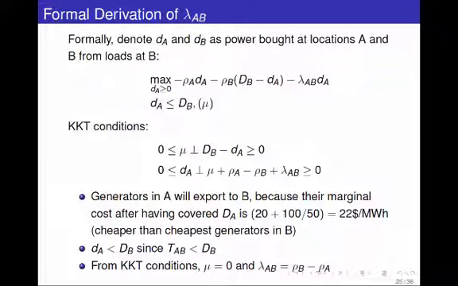And we can just formalize it by looking at the problem of importing power or buying it locally from the point of view of consumers at location B. So this is the problem that the consumers are facing. Do you agree with this formulation? dA here represents how much power I'm importing from the remote area, and the capital DB is how much I am going to consume at my bus. Does this formulation make sense to you?